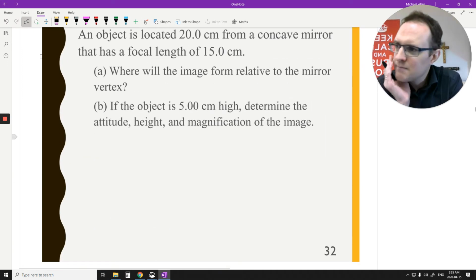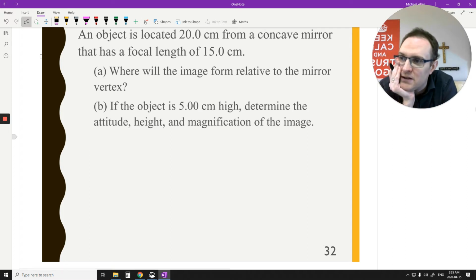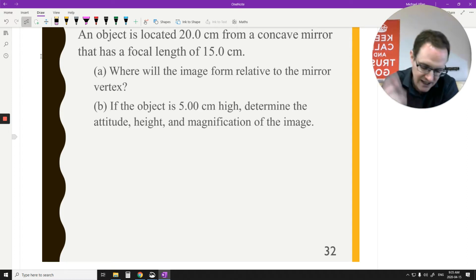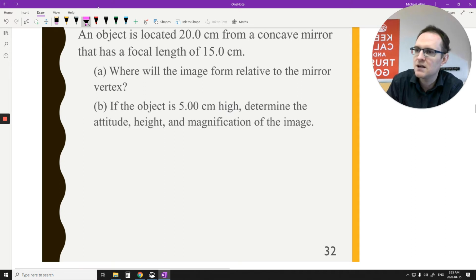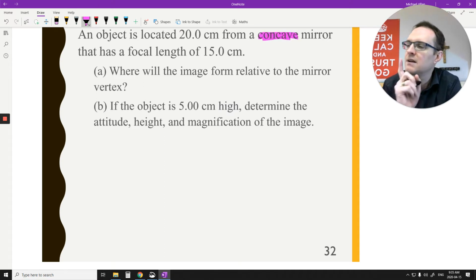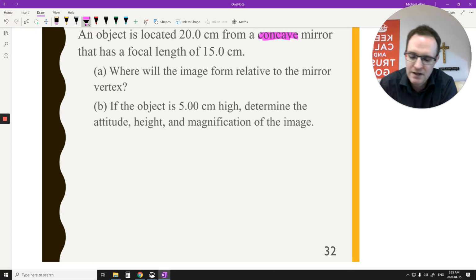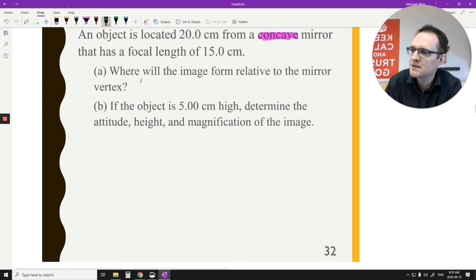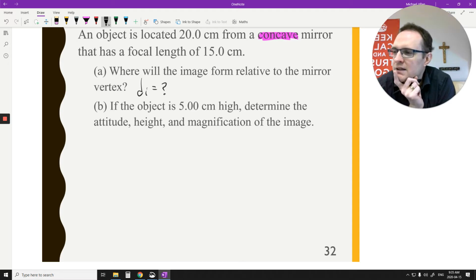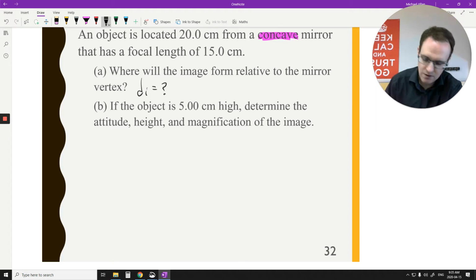Okay, so an object is located 20 centimeters from a concave mirror, that has a focal length of 15 centimeters. Where will the image form relative to the mirror? So I'm looking for the di here, so I'll put that here, my di question mark. The second question is, if the object has a specific height, what is the attitude, height, and the magnification of the image? Okay, so let's go through and list off what we have for question A here.